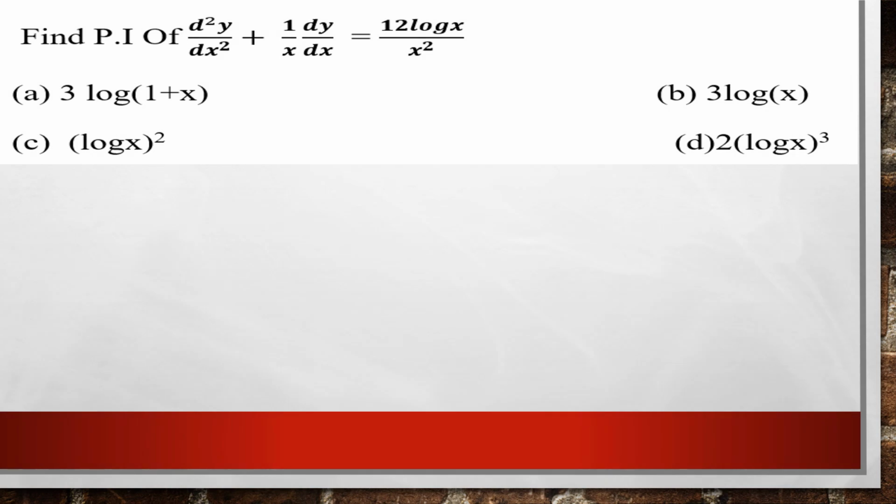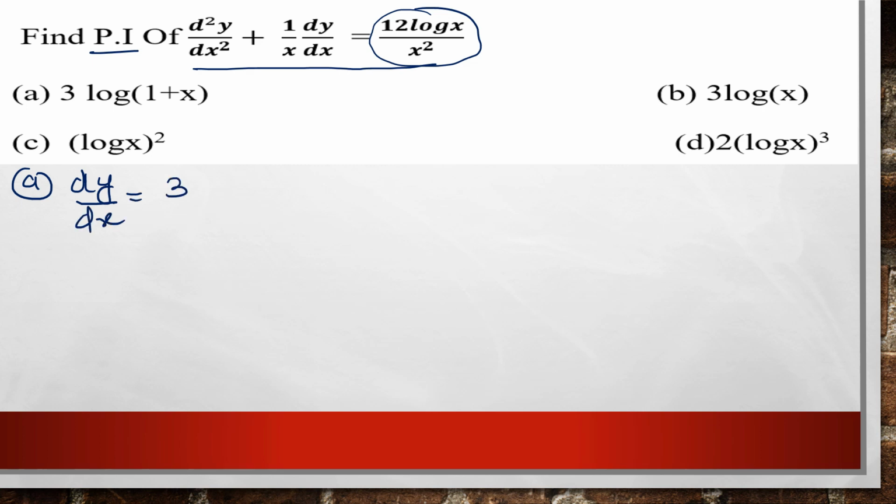This is the next question. Again, they are asking you about the particular integral. The question is the same, the equation is the same, but here we need to find a particular integral. For this, we'll just check which option is giving us this thing. What is for option A? What is dy over dx? Dy over dx is 3 by x. What is d square y over dx square? This is minus 3 by x square. Now place the values here and check whether you are getting this thing or not.